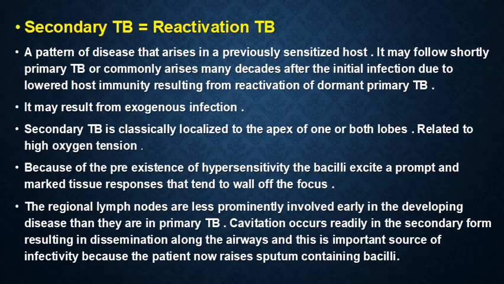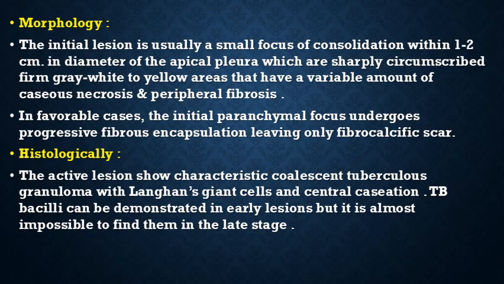Cavitation occurs readily in the secondary form, resulting in dissemination along the airways, and this is an important source of infectivity because the patient now coughs up sputum that contains a large number of bacilli. The initial lesion is usually a small focus of consolidation, 1 to 2 centimeters, in the apical part of the lung, the apex. It is a sharply circumscribed gray, white, yellow area with a variable amount of caseous necrosis and peripheral fibrosis.